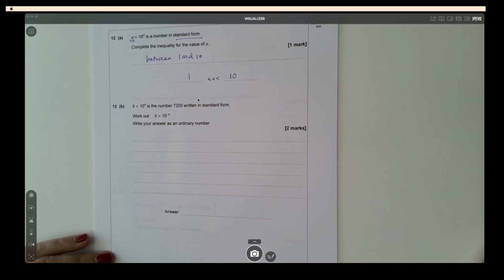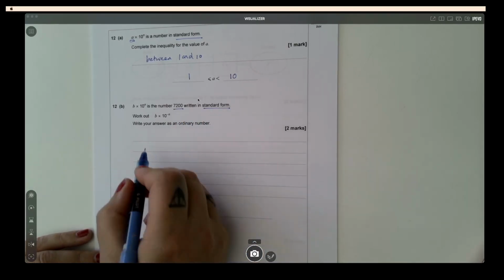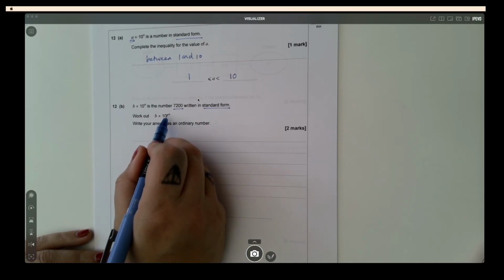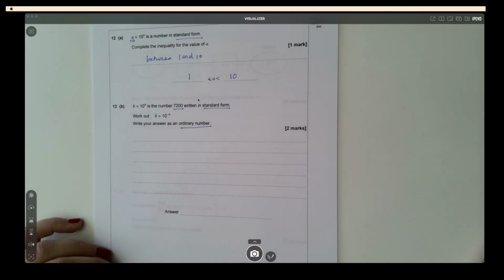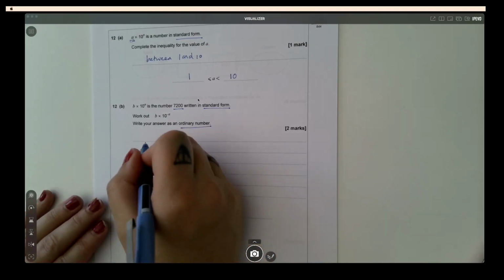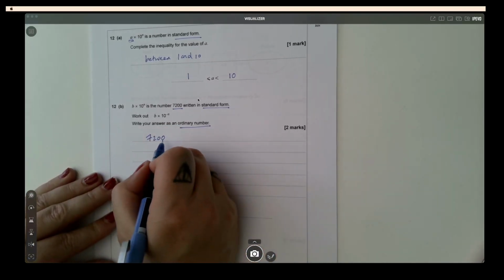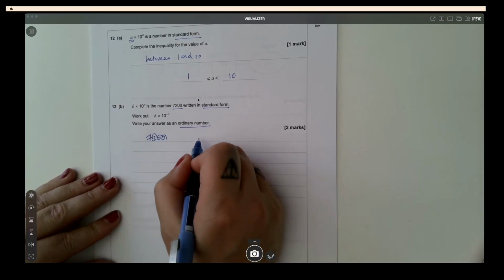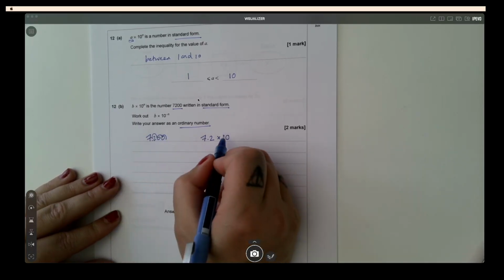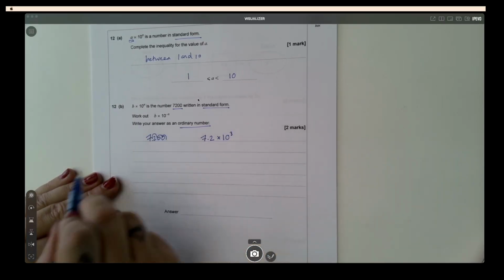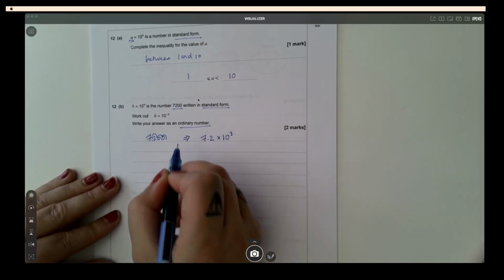12B. B times 10 to the power of n is the number 7,200 written in standard form. Work out B times 10 to the minus n. Write your answer as an ordinary number. Okay, so let's start by writing 7,200 in standard form. So 1, 2, 3. It would become 7.2 times 10 to the power of 3, because we're going to have divided it by 1,000. So that's 7,200 in standard form.